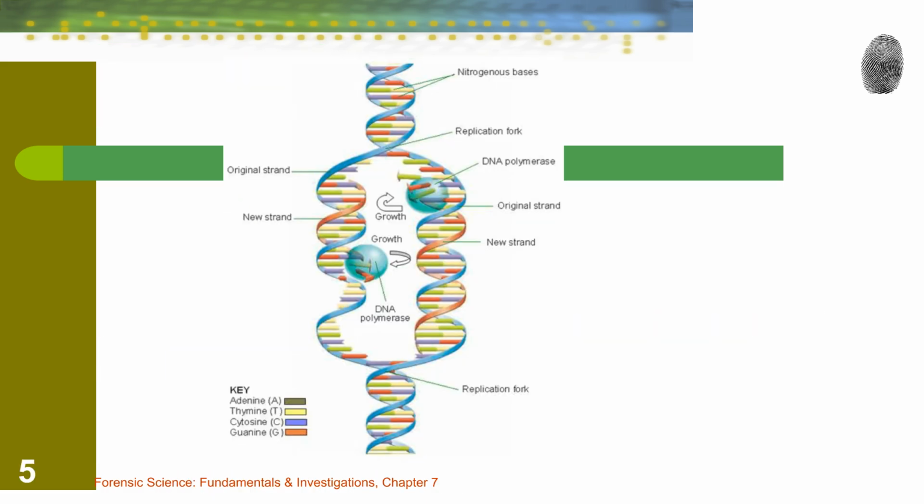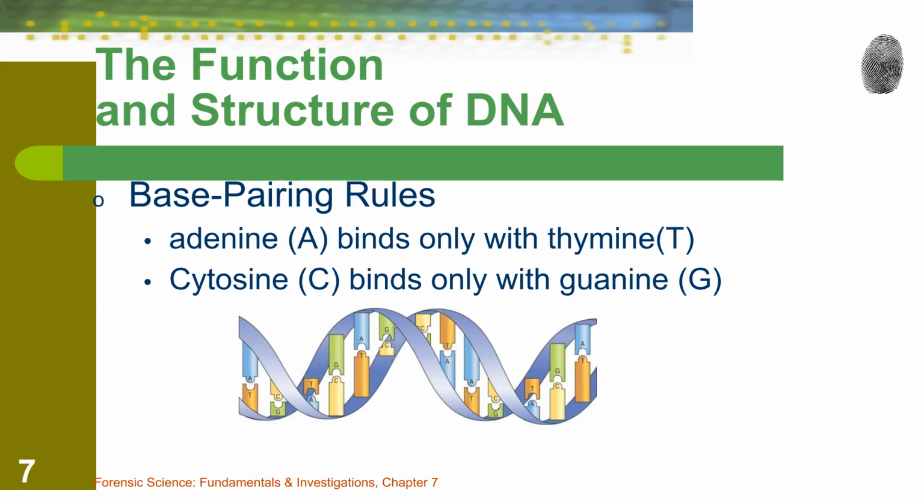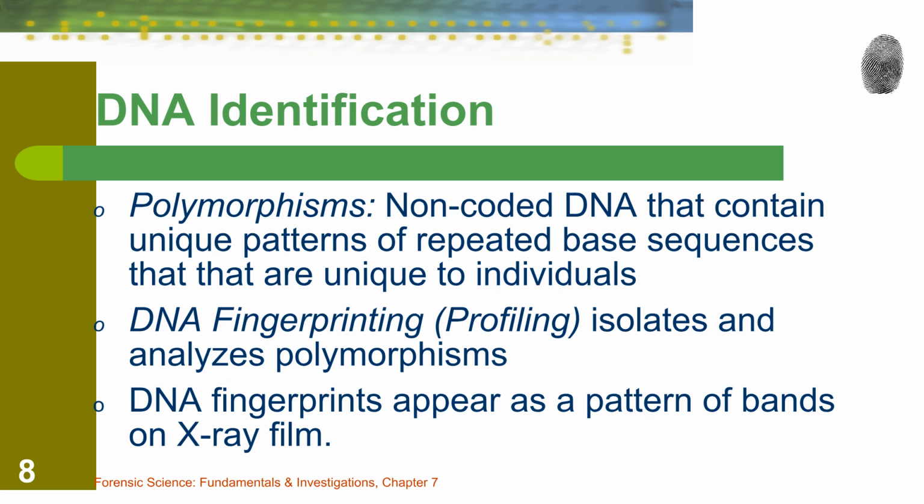This diagram illustrates the double helix structure of DNA and how it replicates. Nitrogenous bases are pairs of molecules that form the rungs of the DNA ladder. There are 4 types of bases: adenine, cytosine, guanine, and thymine. The base pairing rules dictate that adenine binds only with thymine, and cytosine binds only with guanine.